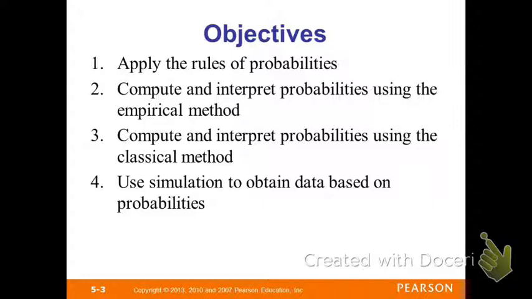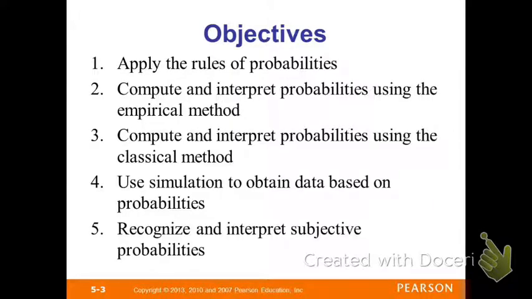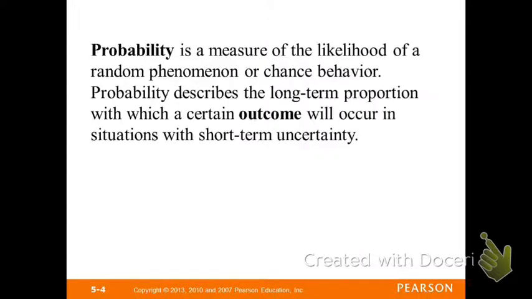We'll want to use simulation to obtain data based on probabilities. And we'll talk about those simulations without actually doing them. And then we want to recognize and interpret subjective probabilities. So that's the 5 objectives that we'll look at in this first section of Chapter 5.